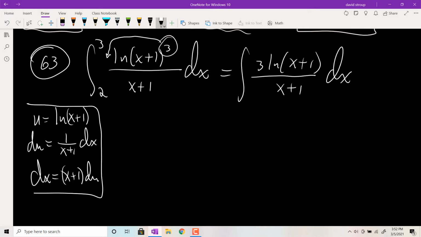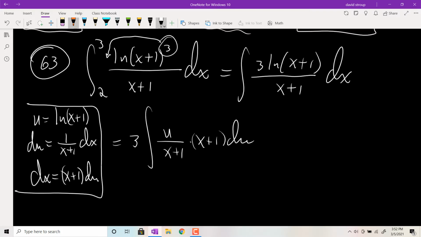Okay. So we have 3 times the integral of u all over x plus 1, and then times x plus 1 du, and you see your cancellation there. Boom, boom. And you're left with 3 integral of u du. That's just a power rule. So you get 3u squared over 2.